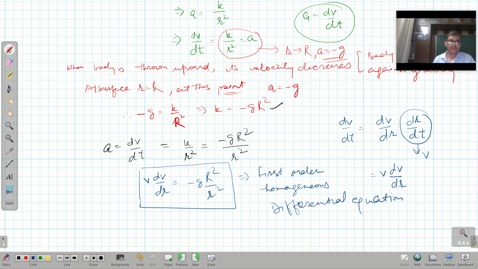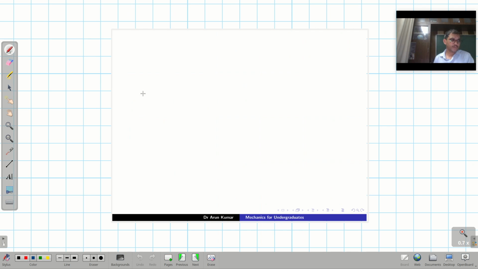So let us try to solve this equation now. Let me go to the next page. The equation which we get here is v dv over dr equals minus g R square over r square. Let us call this equation number 1. Let us use the variable separable technique. v dv is equal to minus g R square dr over r square. So let us integrate these two. This is a constant, it can be taken outside the integral.